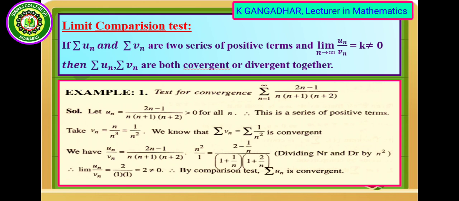By the p-test, the series sigma 1 by n square is convergent. Therefore, by the comparison test, if sigma Vn is convergent, then sigma Un is also convergent.